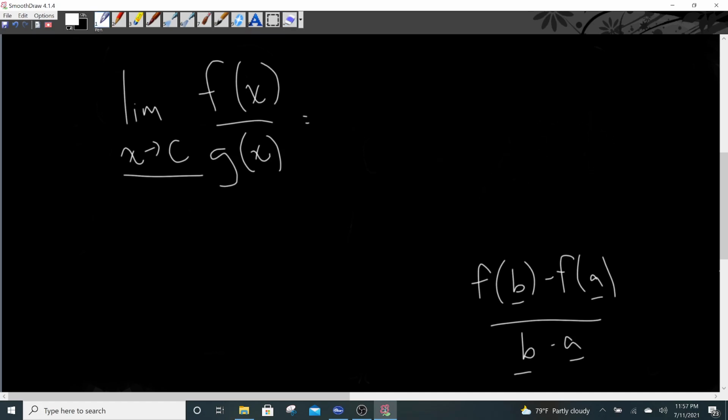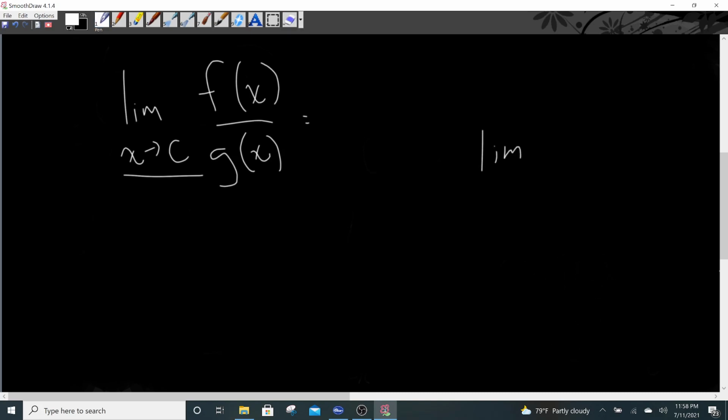We're trying to get as close as possible. So instead of having a and b, we would have c plus some random value and c minus some random value. It's getting very close to c instead of having a and b all the way over there. So we'd be using a limit, and the way to write that out would just be the limit as x approaches c of f of x minus f of c over x minus c.